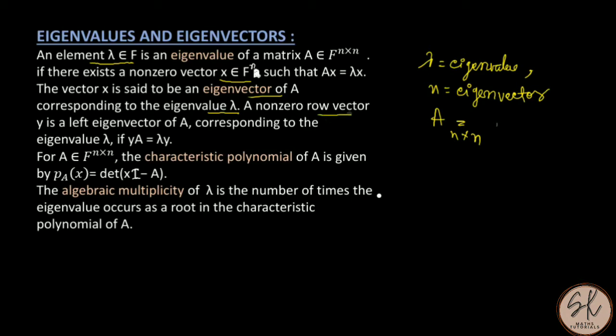A non-zero row vector y is a left eigenvector of A, that is the matrix A of order n cross n, corresponding to the eigenvalue lambda if yA equals lambda y.